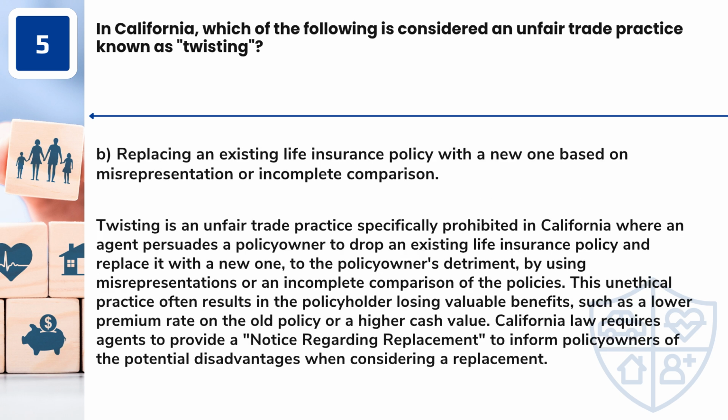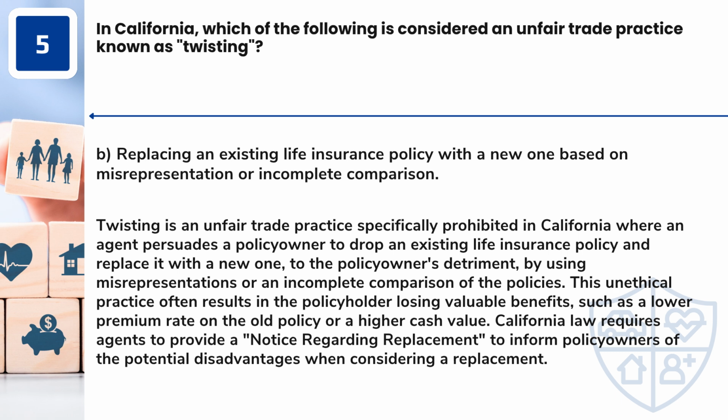Answer: B. Replacing an existing life insurance policy with a new one based on misrepresentation or incomplete comparison. Twisting is an unfair trade practice specifically prohibited in California where an agent persuades a policy owner to drop an existing life insurance policy and replace it with a new one, to the policy owner's detriment, by using misrepresentations or an incomplete comparison of the policies.